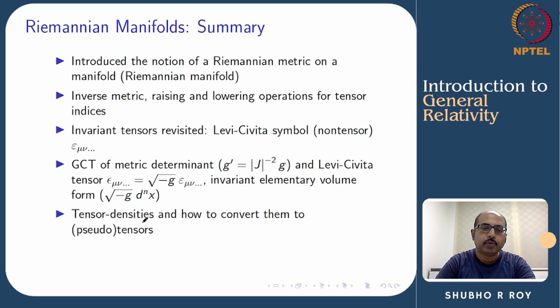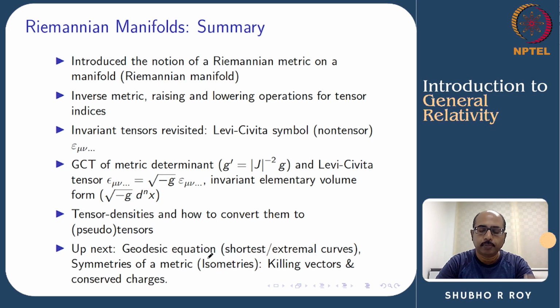Finally, we define what tensor densities are and how to convert them into pseudo tensors by multiplying them with appropriate factors of square root of minus g. And that's where we will stop today. Up next is some physics. We will look at how point particles move on the Riemannian manifold. This will lead to the geodesic equation, which describes shortest or extremal curves. And then we will look at the notion of symmetries of the metric or isometries. This will allow us to introduce the notion of Killing vectors and conserved charges in general relativity. So we will stop here. Thank you very much. See you next time.